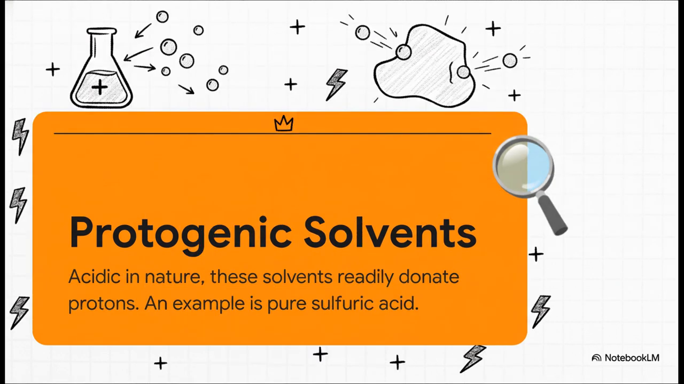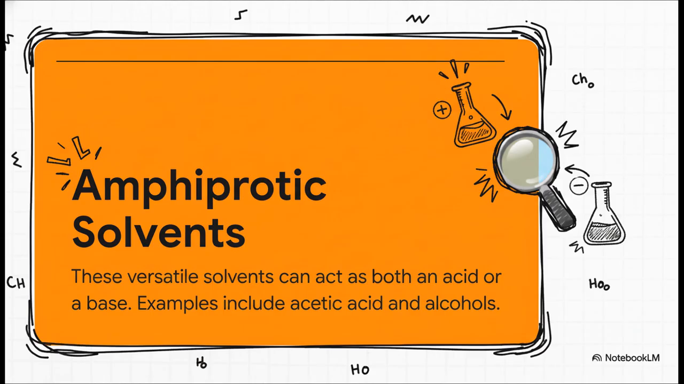On the flip side, you have the protogenic solvents. These are the proton donors. They're acidic, and they've got protons to spare. So when they see a weak base, they push a proton onto it, which cranks up its reactivity. And last but not least, we've got the versatile all-stars, amphiprotic solvents. These are the ultimate utility players. They can swing both ways, donating a proton if needed or accepting one. They just adapt to whatever the reaction calls for.